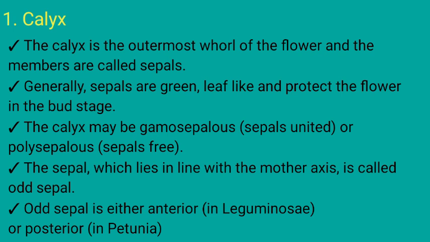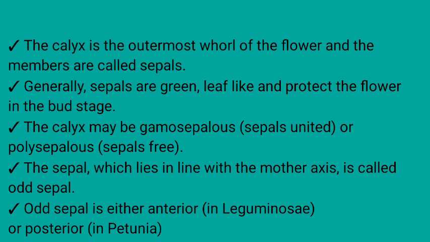The calyx is the outermost whorl. The units of calyx are called sepals. Generally, sepals are green, leaf-like, and protect the flower in the bud stage. The calyx may be gamosepalous, which means united sepals, or polysepalous, which means individual or free sepals.